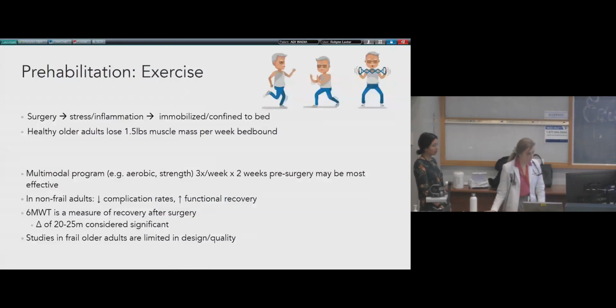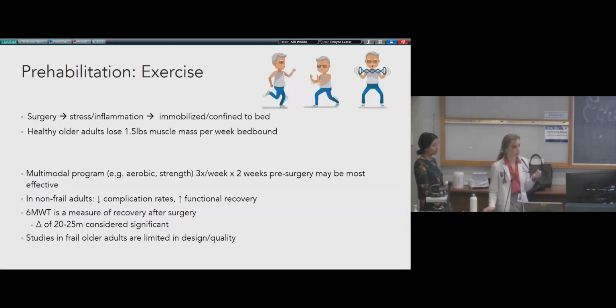So the exercise piece, why do we care about this? Surgery itself is a huge stressor. It causes inflammation. You're often in bed for at least 24 hours not moving. And we know that the longer that even healthy older adults are confined to bed, they're going to lose muscle mass. And we want to try to increase that or stabilize it before surgery.